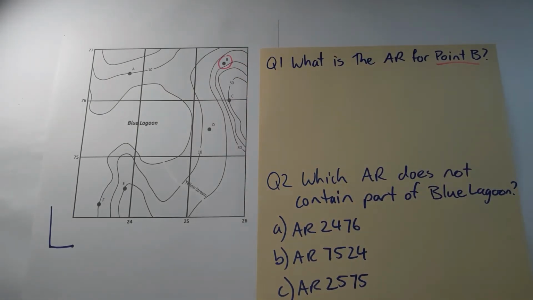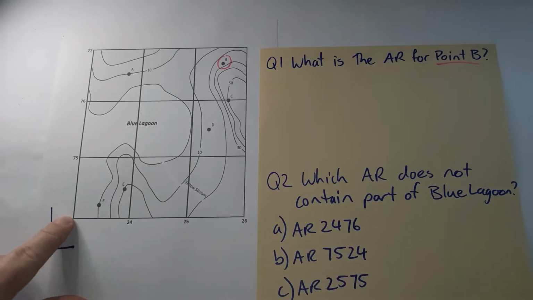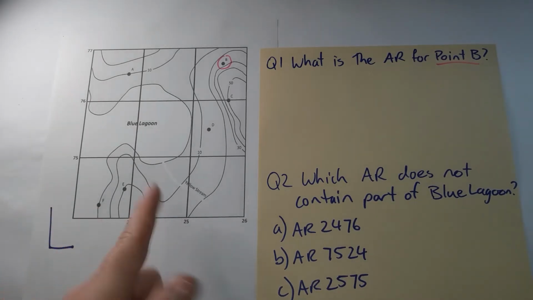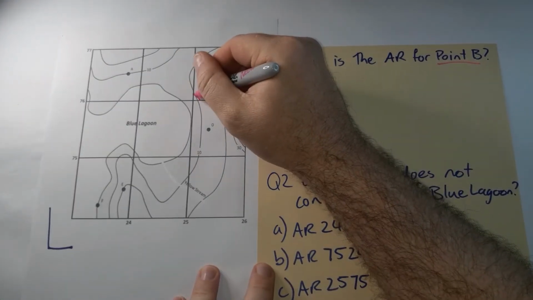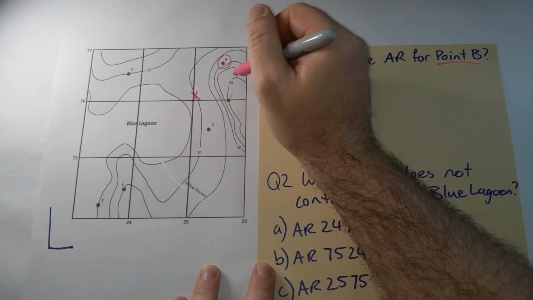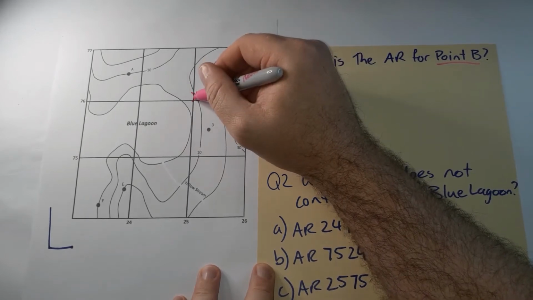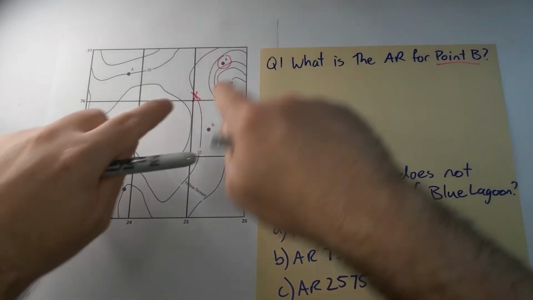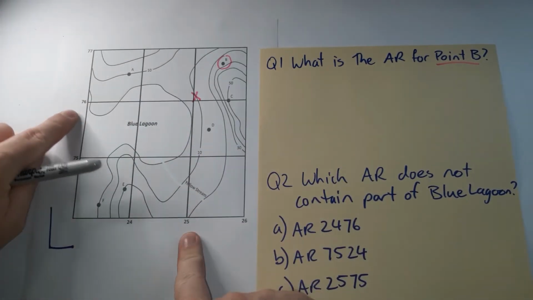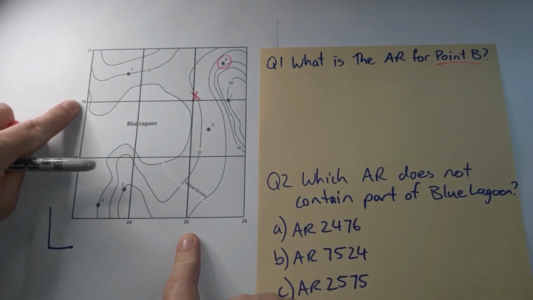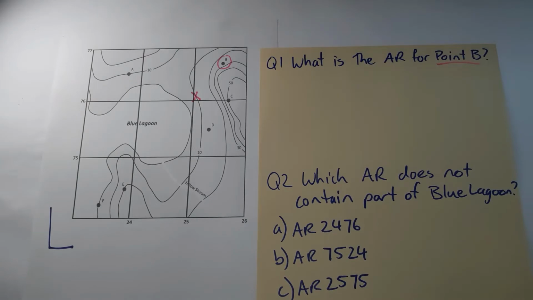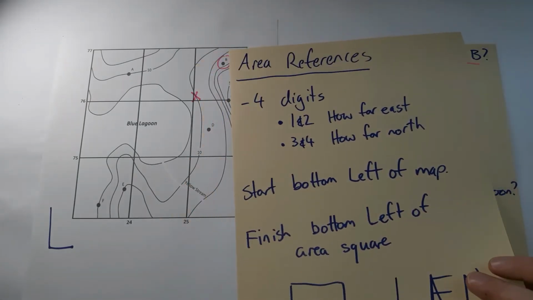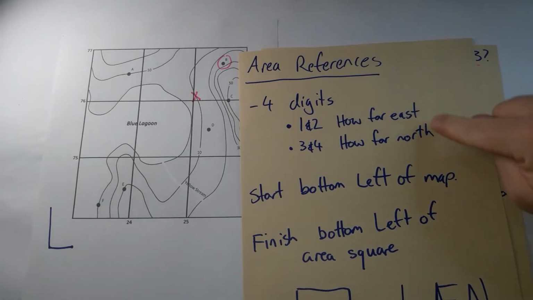So remember, I want to start at the bottom left-hand corner of the map, go east, go north, and I want to finish at the bottom left-hand corner of the square which point B sits in. So I'm going to find the coordinates of this point. All I need to do is figure out what two valued lines line up with it and put them in the correct order. Remember, we go east first, then north. So we're going to collect the numbers in that order.